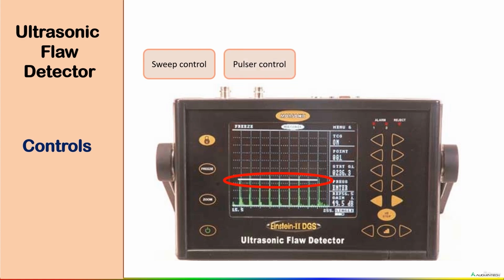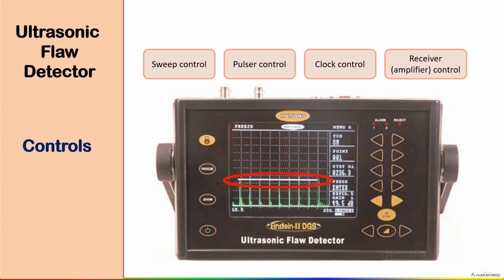Next is pulsar control. This control is used to activate the transducer. The electric pulses emitted by the pulsar excite the piezoelectric crystal to generate ultrasonic pulses. Next is clock control. This control activates the sweep circuit and the pulsar at the same time. The clock circuit controls the pulse repetition rate. The number of times the pulsar emits is called the pulse repetition frequency or the pulse repetition rate. Normally, a pulse repetition frequency of 100 to 1000 per second is employed.